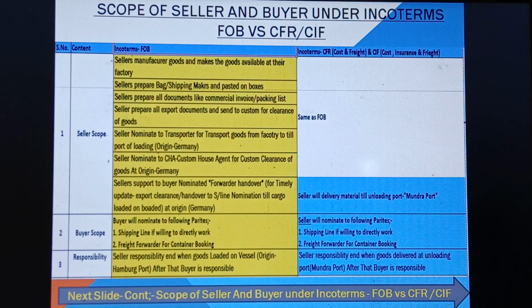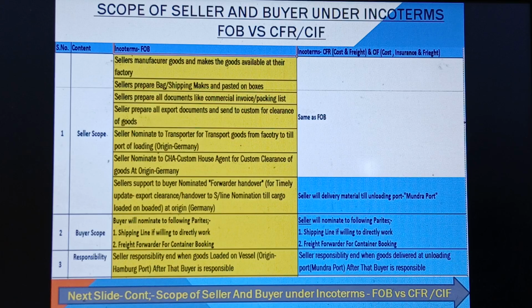The seller manufactures goods and makes the goods available at their factory. The seller prepares bags and shipping marks and pastes them on the boxes. Third step: the seller prepares all documents like commercial invoice, packing list and other documents as requested by the buyer. The seller prepares all export documents and sends them to customs for clearance of goods. The seller also nominates the transporter to move goods from the factory to the port of loading, origin Germany, and nominates the CHA, customs house agent, for customs clearance at origin.